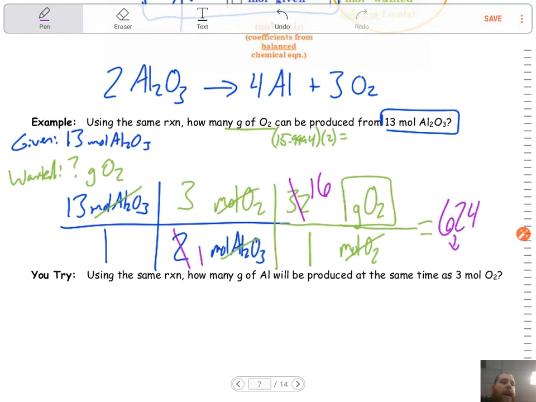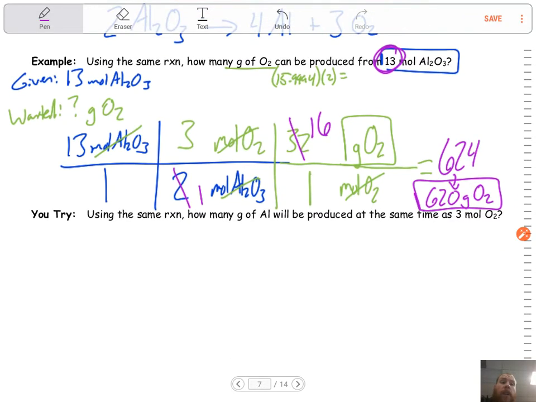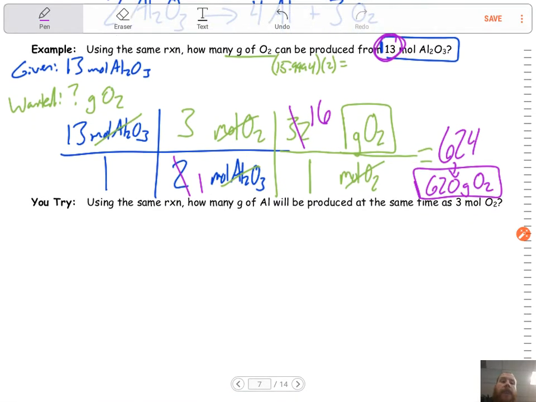I'm going to round that to my original number of sig figs. The original number I had was 13, so that's 2 significant figures, so my final answer is going to be that same number of sig figs, 620 grams of oxygen. So is it really anything completely brand new? No, guys, it's one extra step from the new piece that we learned with the mole ratio, and that's a review step from Unit 3 that we're just tacking on at the end. So I would encourage you guys to pause the video, try this problem, and then come back and check for the answer. All right, so here we go.